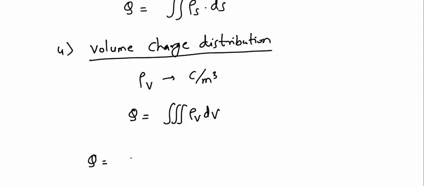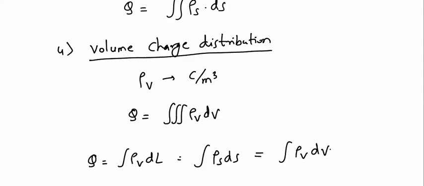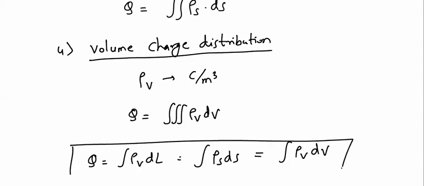So Q is rho L dl. It is also rho S ds. Obviously you will have a double integral over here, and here you will have a triple integral. So rho v dv. So this is point charge Q, this is line charge rho L dl, surface charge rho S ds, and volume charge rho v dv.